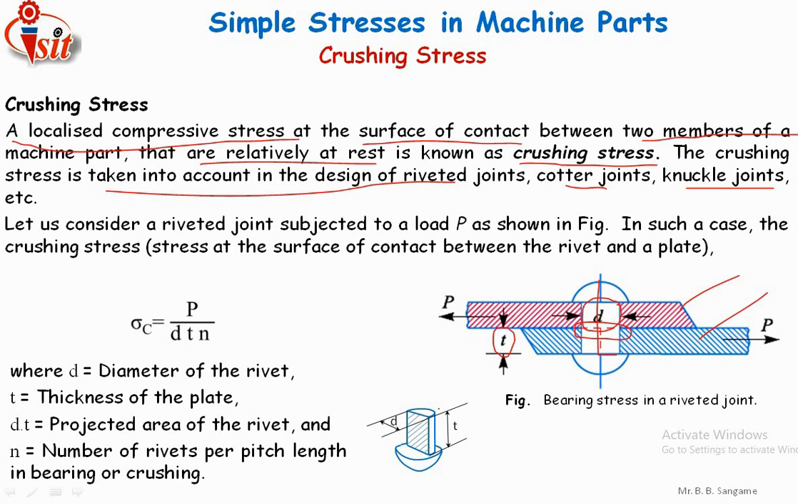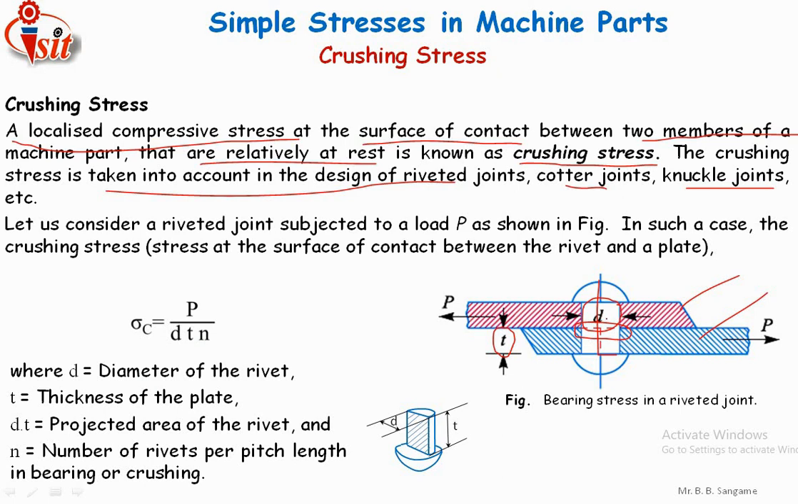Now this is the diameter. This is the diameter of this rivet, and this is the thickness. Now the resisting area will be d into t, where t is the thickness and d is the diameter.